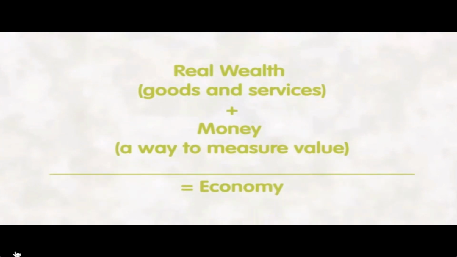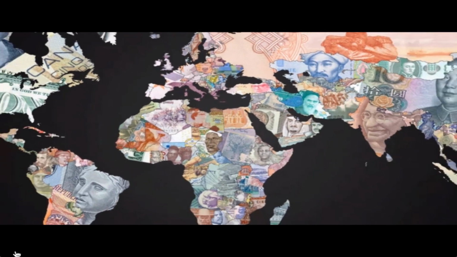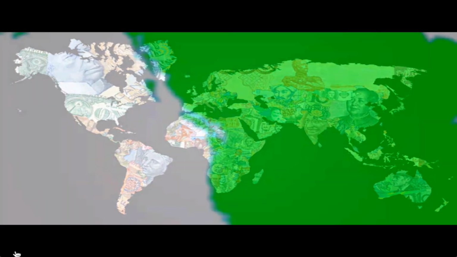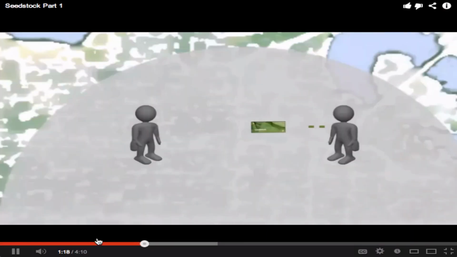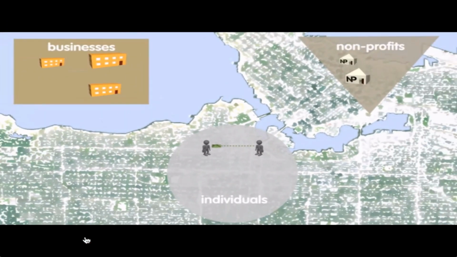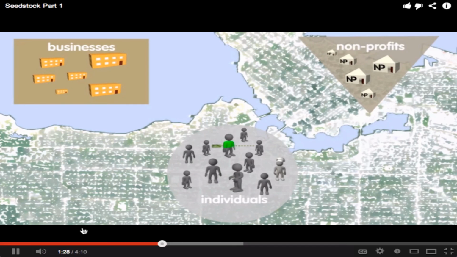Any system where a commonly recognized form of money is used to move real wealth can be called an economy. Right now, there are over 100 different government-backed currencies in the world, and all of them can be exchanged with one another. That means when you spend a Canadian dollar, you're participating in a network that includes just about everyone on the planet. When you spend Seedstock, on the other hand, you're spending it in a network of businesses and people in your community who've chosen to participate. It's a much smaller network. You might say it's the ultimate form of buying local, because that dollar will always circulate within the community.